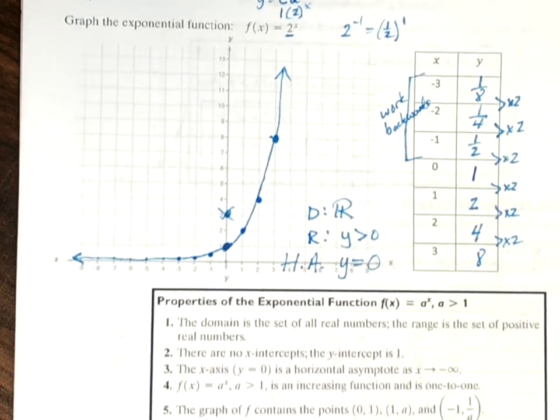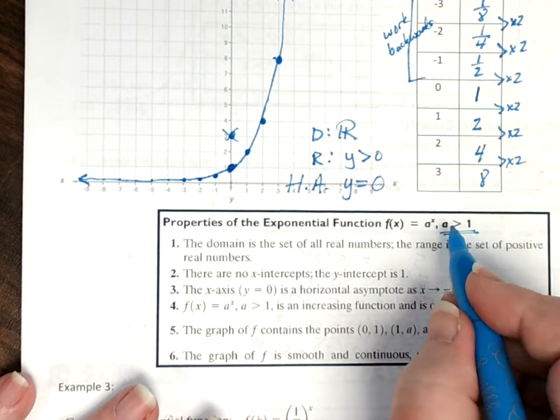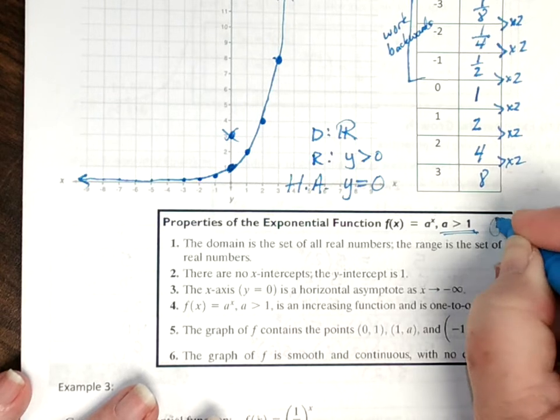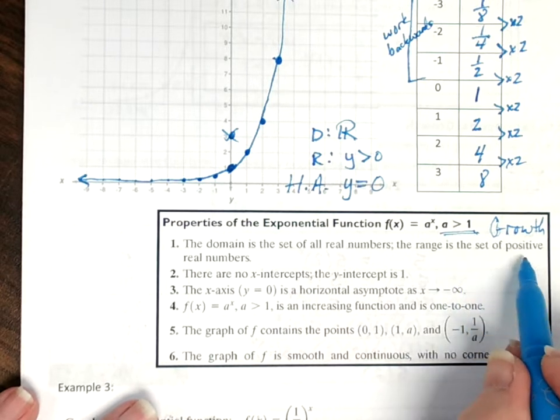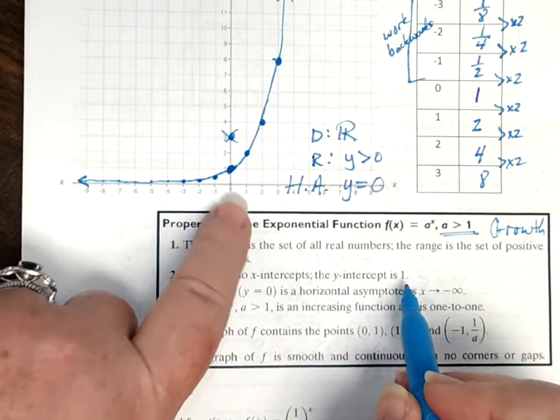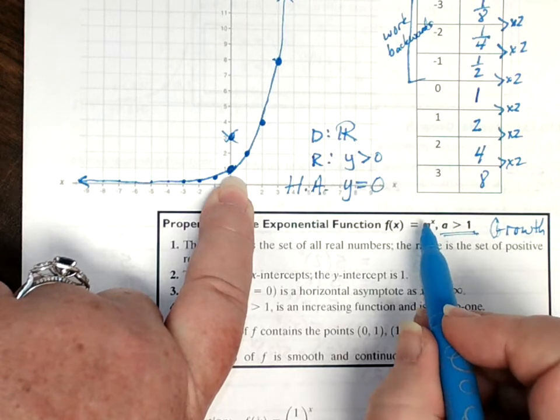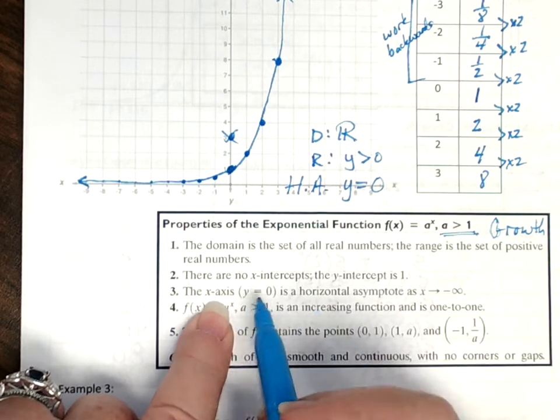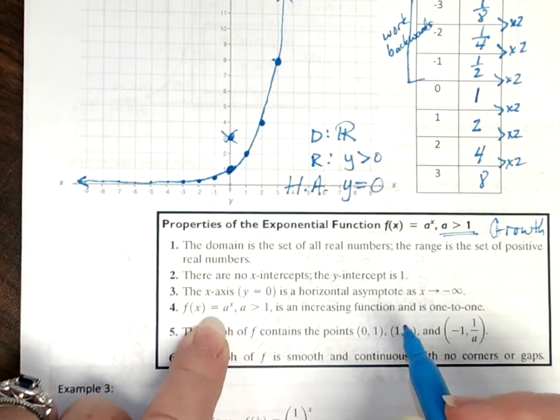So let's take a look at our summary here. It says, hey, anytime a is greater than 1, anytime my growth value is greater than 1, I have a growth function. Now there's some rules. It's all real numbers for the domain. The range is positive real numbers. It will never cross the x-axis. The y-intercept will be 1 unless my c value is something different. Notice there's no different c value in this problem. So this is like the parent exponential function. The x-axis, or y equals 0, is the horizontal asymptote.